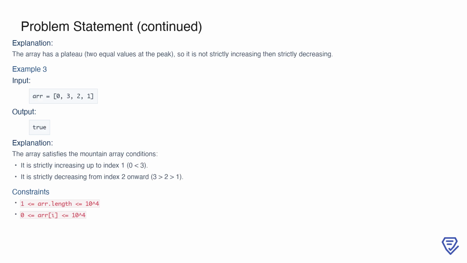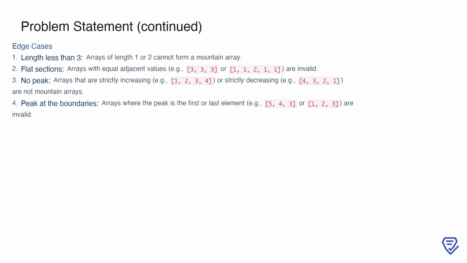Additionally, it's worth noting that this problem includes constraints such as the array length being between 1 and 10,000, and all elements being non-negative integers up to 10,000. There are several edge cases to keep in mind when evaluating if an array is a valid mountain. First, arrays with fewer than 3 elements, like 1, or 2, 3, are automatically invalid since they cannot form both an increasing and a decreasing slope.